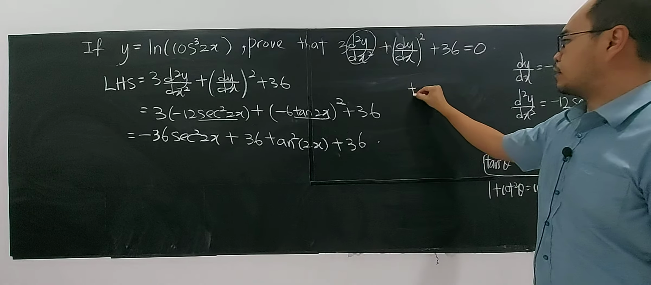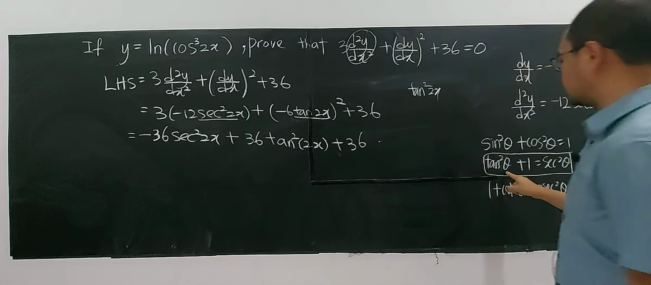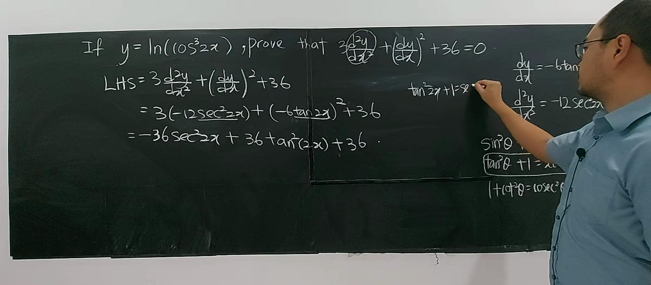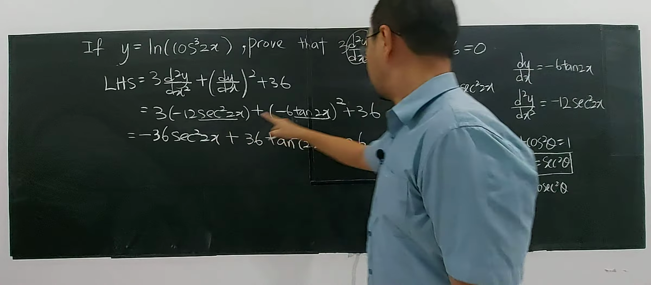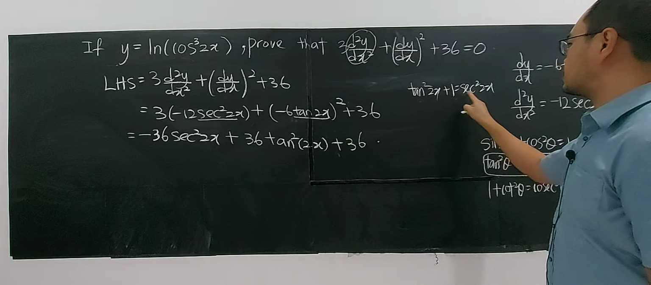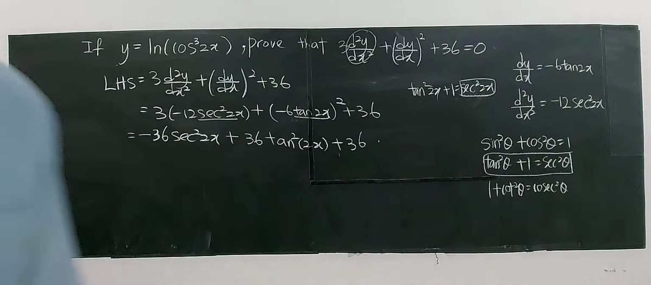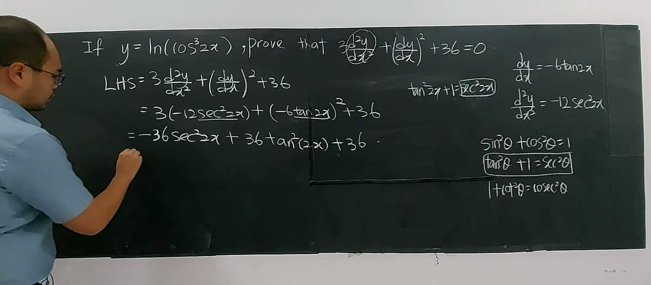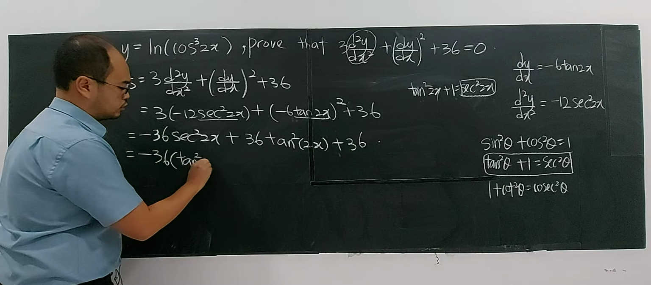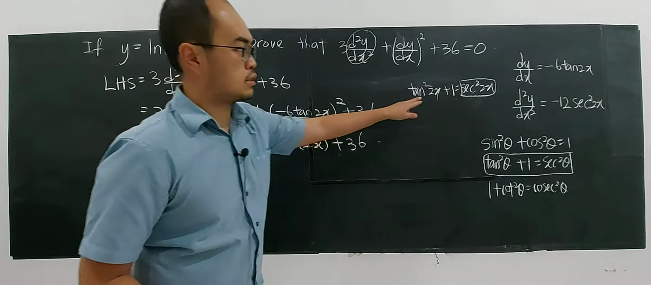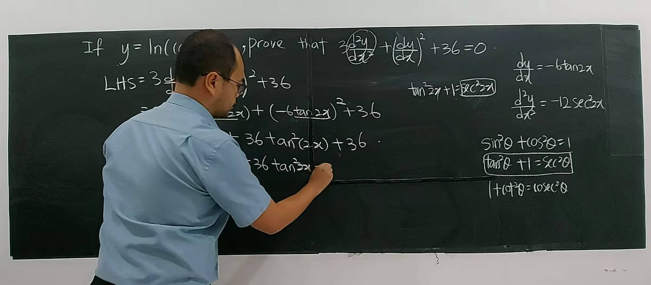Here the theta is 2x. So I know that tangent square 2x plus 1 equals secant square 2x. Either I replace secant square with tangent square plus 1, or tangent square with secant square minus 1. I'm going to replace secant square 2x with tangent square 2x plus 1. So let's see if I can get 0: negative 36 times tangent square 2x plus 1, plus 36 tangent square 2x, plus 36.